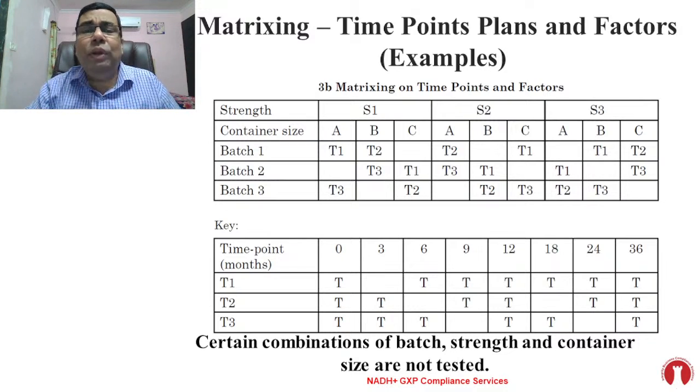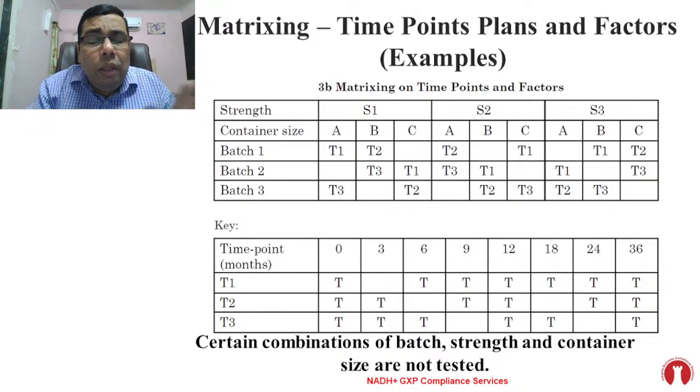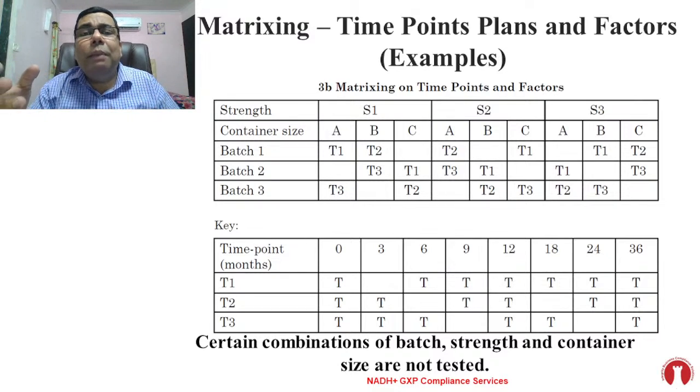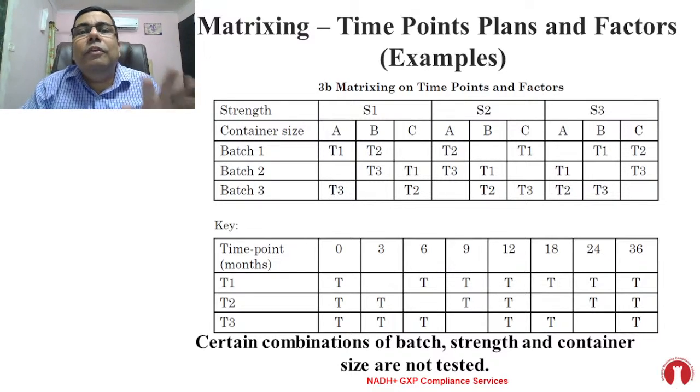It is the same scenario we discussed earlier. Hope you are not getting confused. If you are, pause for some time, put in your thought process, and you will understand. Same scenario: three strengths, three pack styles A, B, C, and each pack style has batches 1, 2, 3. Here only certain combinations of batch, strength and container are tested, and certain combinations are not tested.